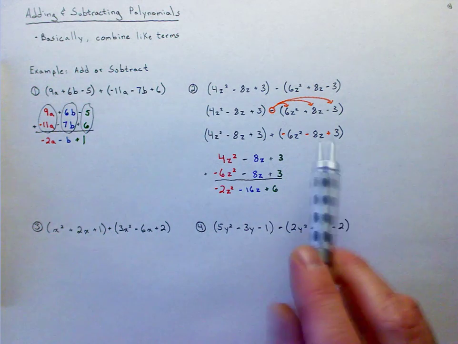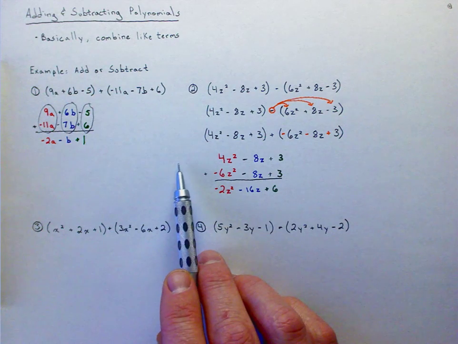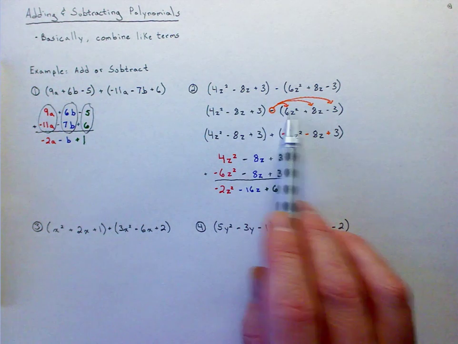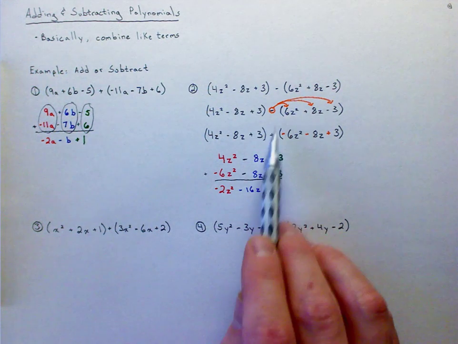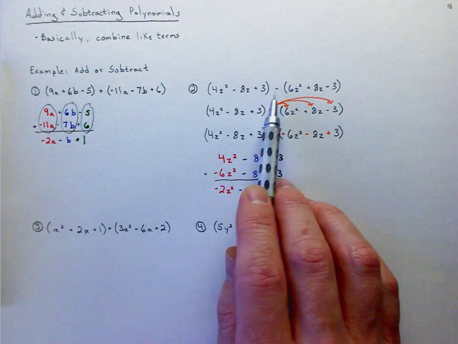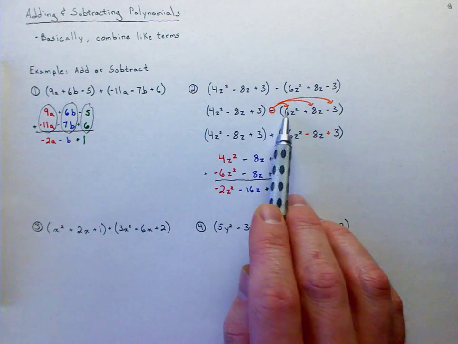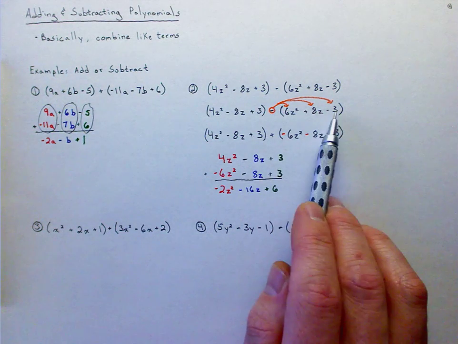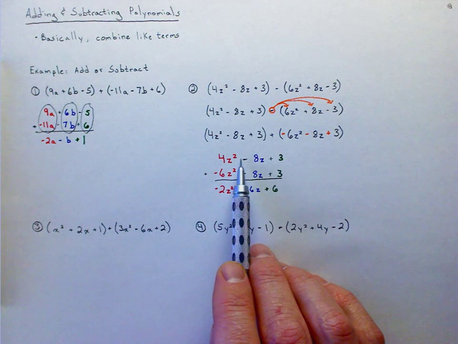The second example we have, we're going to subtract. With subtraction, you must distribute the negative sign to all the terms in that polynomial, and then you simply add. So we went from a subtraction problem to an addition problem by simply distributing the negative sign in front of the polynomial to all of the terms in that polynomial. And then I can work it the same way.